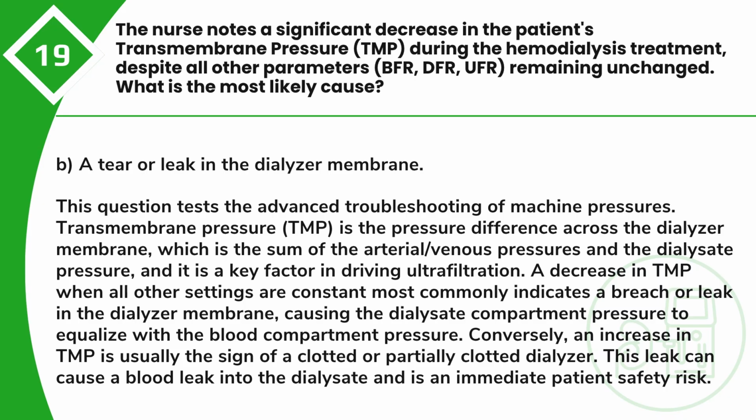A decrease in TMP, when all other settings are constant, most commonly indicates a breach or leak in the dialyzer membrane, causing the dialysate compartment pressure to equalize with the blood compartment pressure. Conversely, an increase in TMP is usually the sign of a clotted or partially clotted dialyzer. This leak can cause a blood leak into the dialysate and is an immediate patient safety risk.